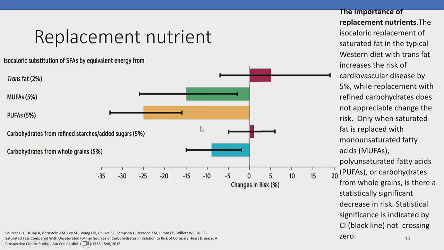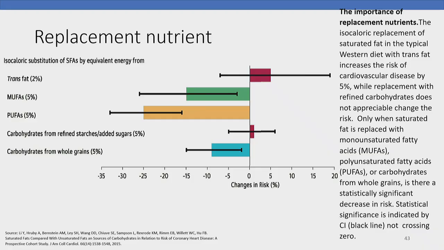When a group of people replaced the fat content of their typical American diet with trans fatty acids, the cardiovascular disease risk increased, as you can see in red. Although it's not significant, this is logical because we know that trans fatty acid increases the risk of cardiovascular disease, correct? So there is nothing new. When we consume trans fatty acid, the risk of cardiovascular disease increases, right?